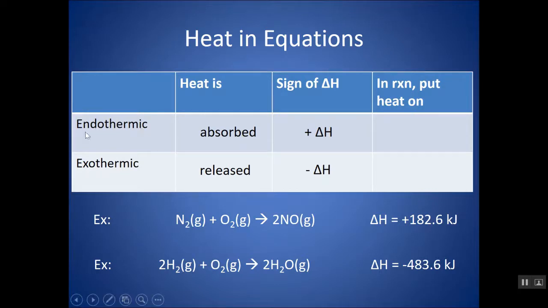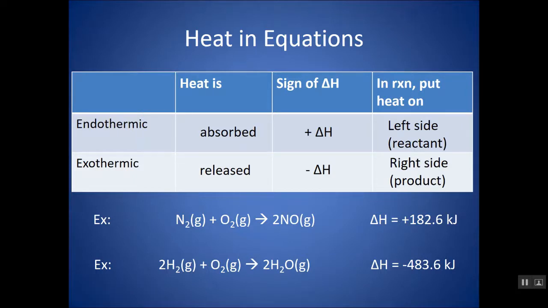And if something's endothermic, or I see delta H is positive, I can actually put heat into my reaction to create a thermochemical equation, and I would put heat on the left-hand side, or the reactant side, because it's getting used up or absorbed in the reaction. If I have an exothermic reaction, I could put heat into my equation by putting it on the right-hand side, or the product side, because it's being released or made as the reaction goes on.